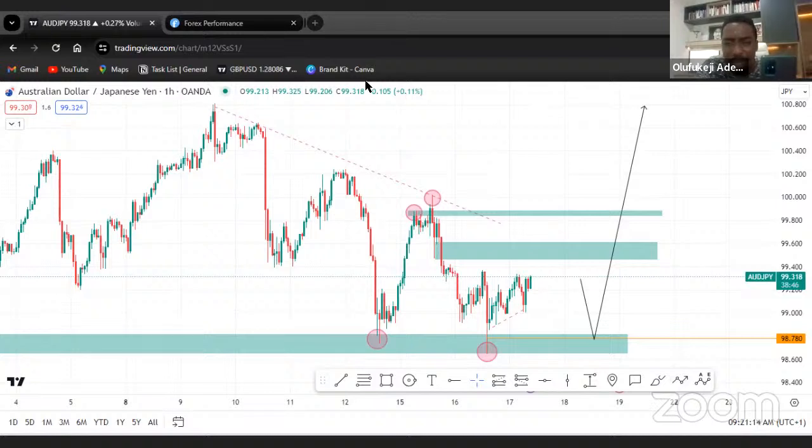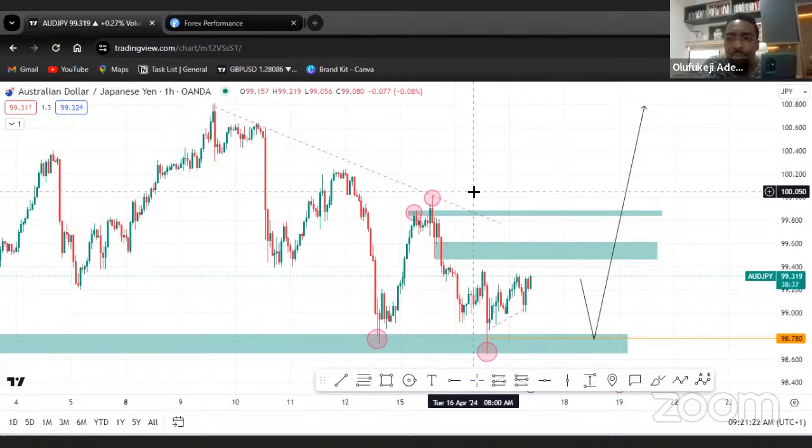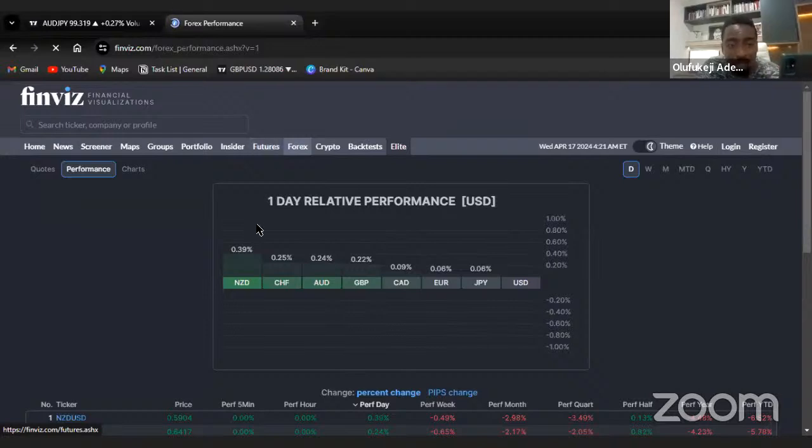Is this analysis helpful to anybody? So how do we layer this? We go to FinViz and we see our sentiment on FinViz. We want to see risk on.